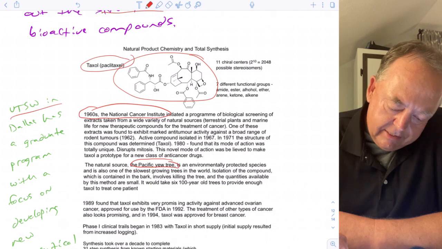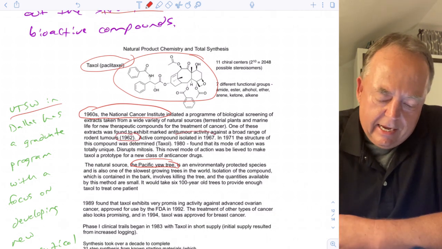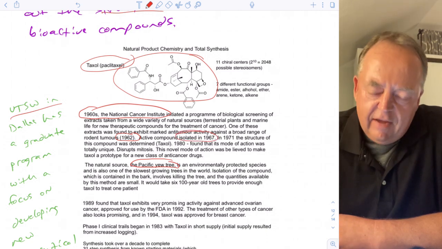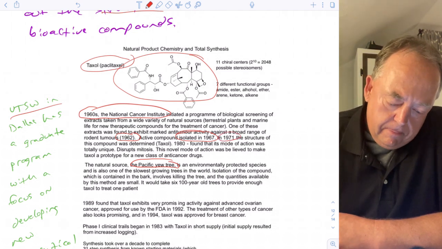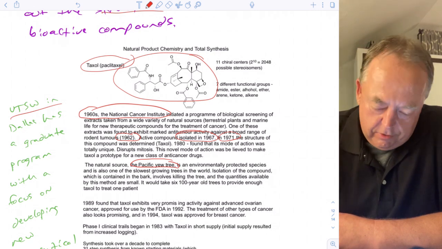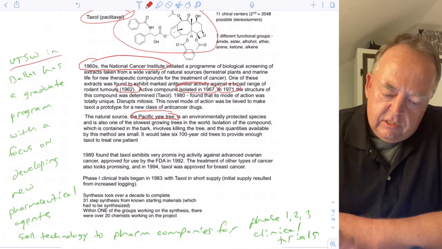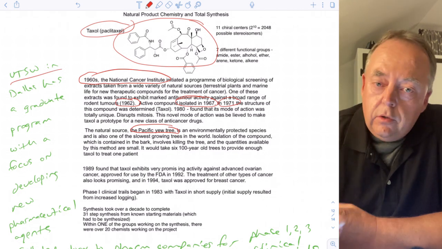It was discovered in 1962 that it had anti-cancer properties. The actual compound was isolated 5 years later, in 1967, and then it took another 4 years to figure out the structure of the molecule. And then it took 10 more years to figure out how to synthesize the molecule. So why synthesize the molecule? Well, this is an interesting molecule because it had a totally new way to kill cancer cells.